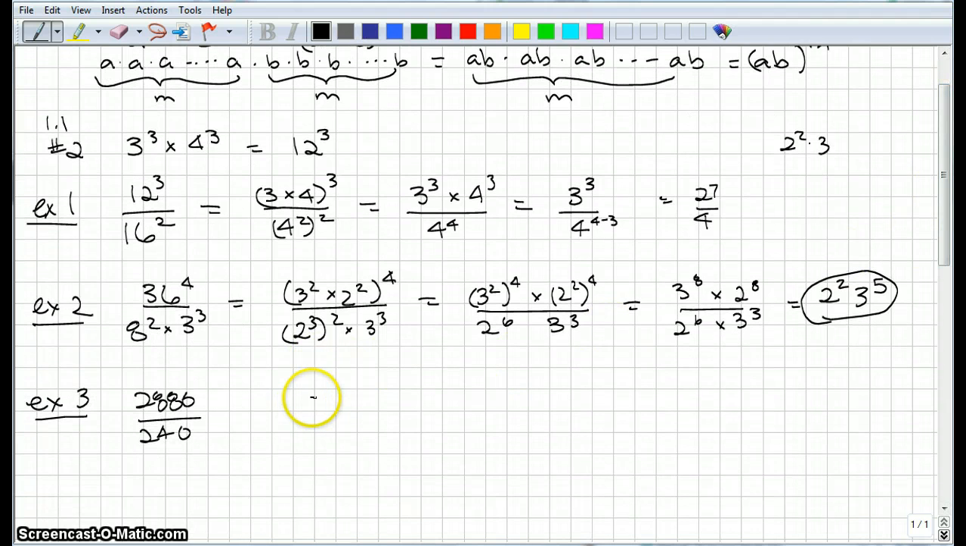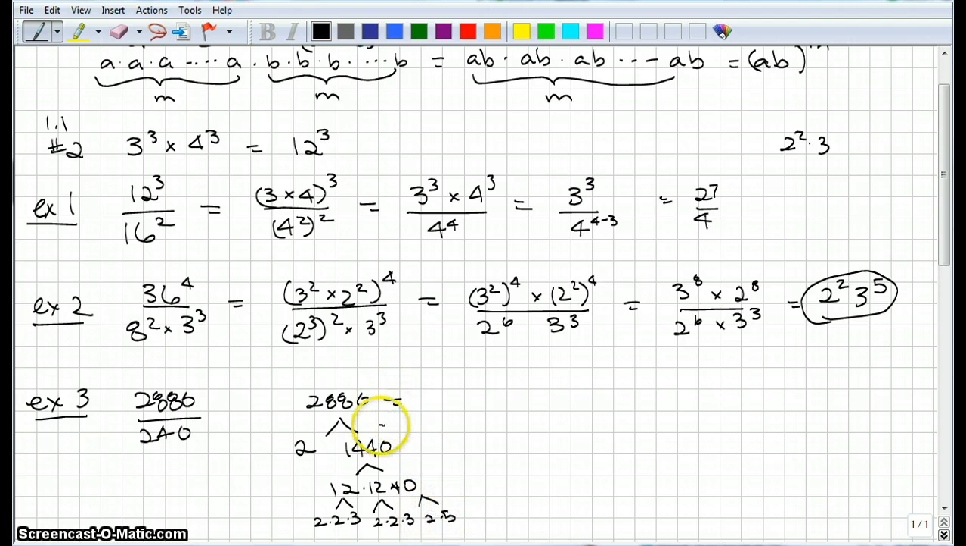So what I'm going to do is break 2880 up into prime factors. I know that's 2 times 1440, and hey, look at that, I can see 144 is 12 times 12, so I can write that as 12 times 12 times 10. And then I can break that up even further. Now, 12 is 3 times 4, so I'm going to write it as 2 times 2 times 3, and 10 is 2 times 5.